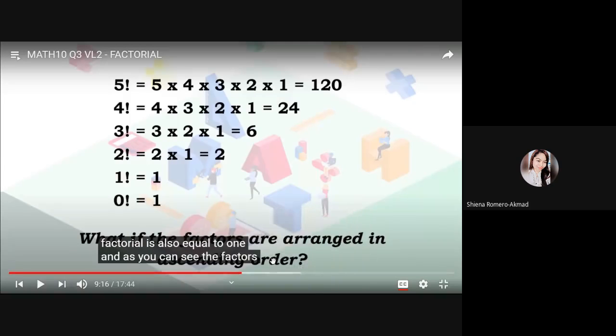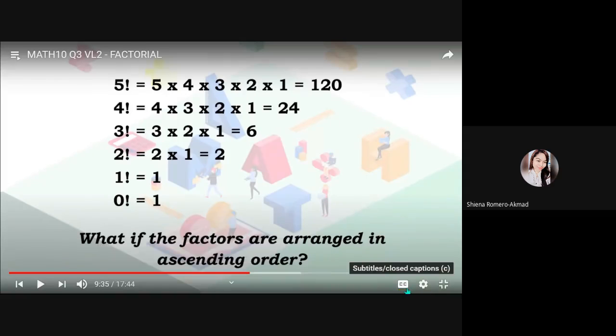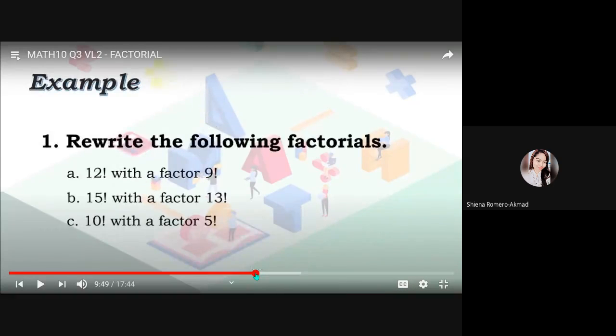Okay, ano tawag dito? Subtitle. Alright. Factorial is also equal to 1. As you can see, the factors are arranged in decreasing order. But what if the factors are arranged in ascending order? Yes, the answer is still the same. Whether it is arranged in a decreasing or ascending order, the answer is still the same because multiplication is commutative. O, di ba? Ang galing ng video. May subtitle.